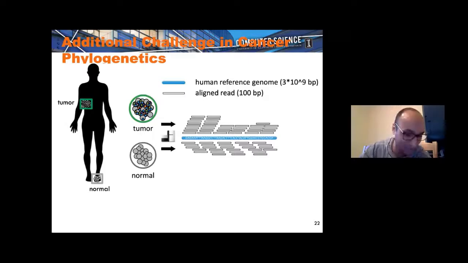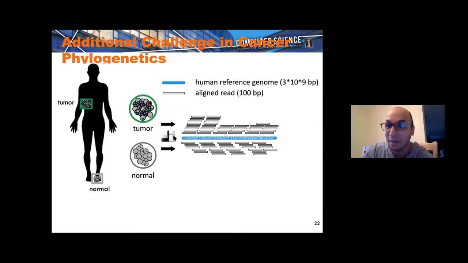So I'm just going to give you a very brief introduction about cancer sequencing. When you sequence a tumor, what typically happens is, instead of just a single sample, you get two samples. You get a sample from the tumor, and you get a sample from normal tissue. So there are two biopsies, one from normal tissue and one from the tumor. And then you sequence both biopsies.